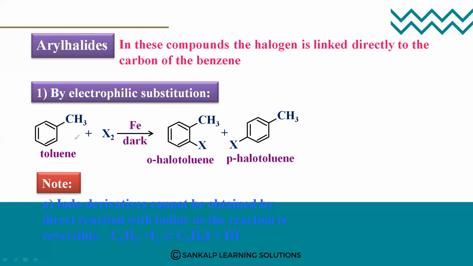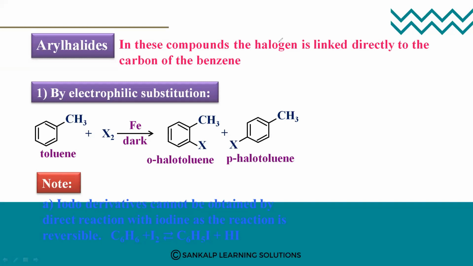So first is toluene. Toluene is reacted in a halogenation. When toluene is reacted with X2 in the presence of Fe, that is iron, in dark conditions, it obtains orthohalotoluene and parahalotoluene. So iodo derivatives cannot be obtained by direct reaction with iodine as the reaction is reversible.